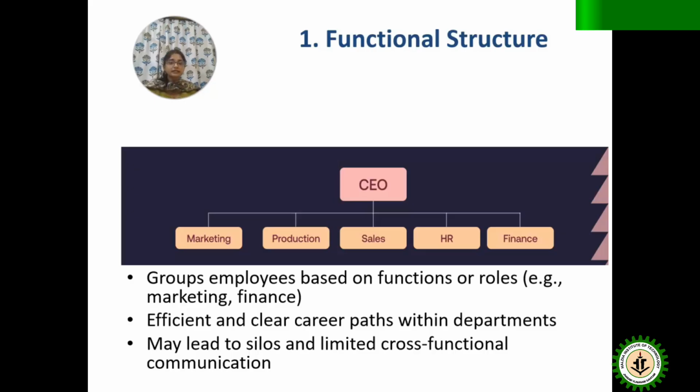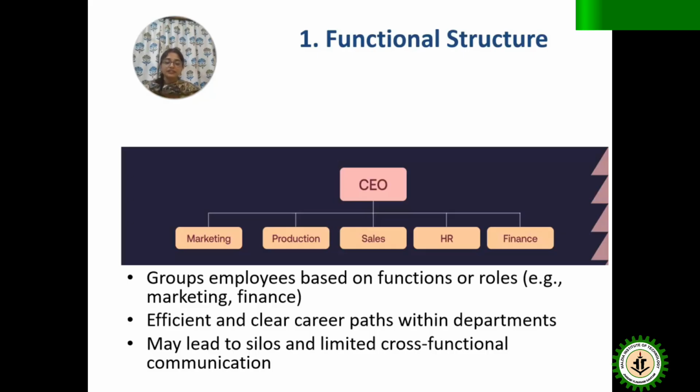So it is very efficient, with clear career paths within departments. But to talk about the cons of this structure, it may lead to silos and limited cross-functional communication. The meaning of silo is the isolation of each department from the other, which leads to less communication and thus misinterpretation of some messages, which leads to less efficiency.